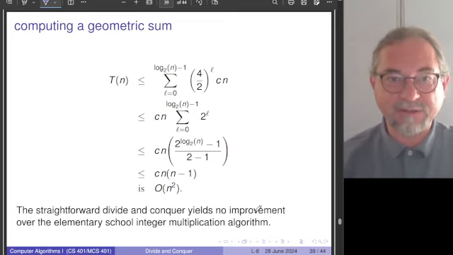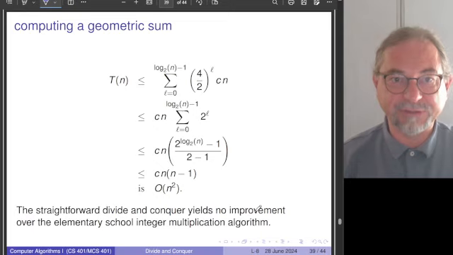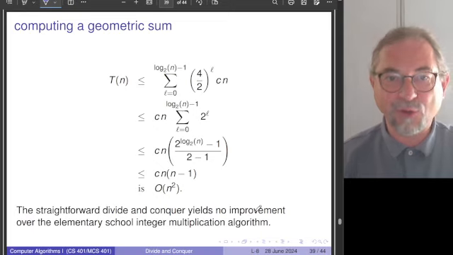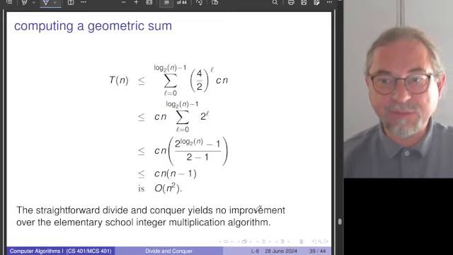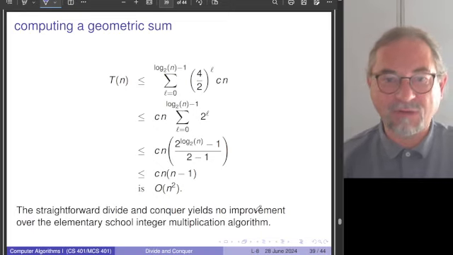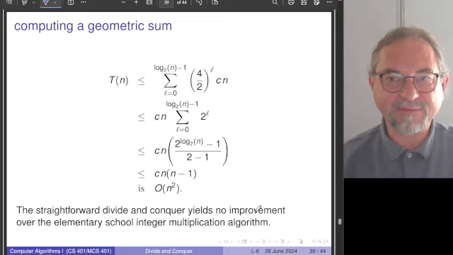And it turns out that the sum is a geometric sum. We know the formula for the geometric sum. It is applied here. And you can see it's kind of a disappointment. We have done quite a lot of work already and gained nothing. So if you do this in a straightforward divide and conquer, you have no improvement.